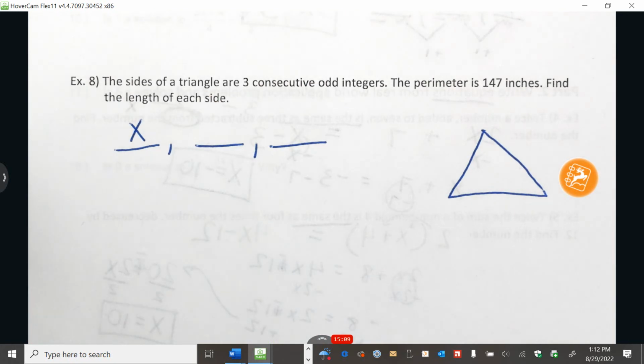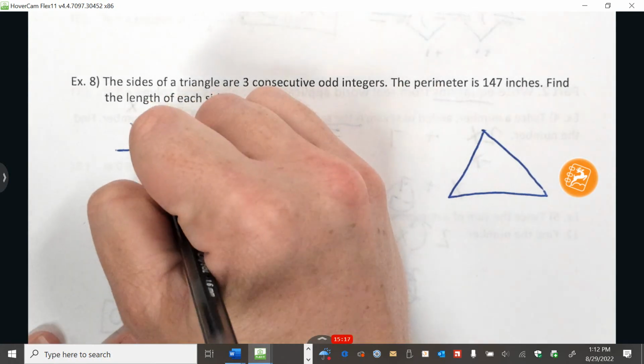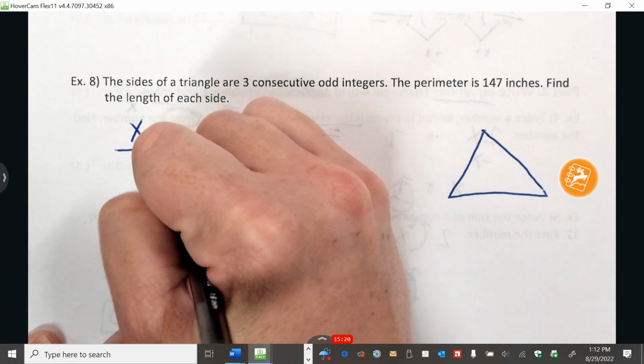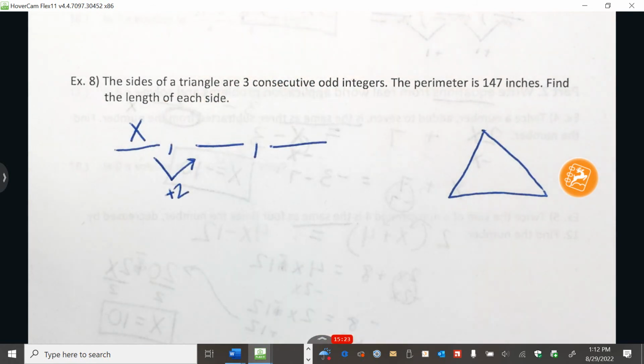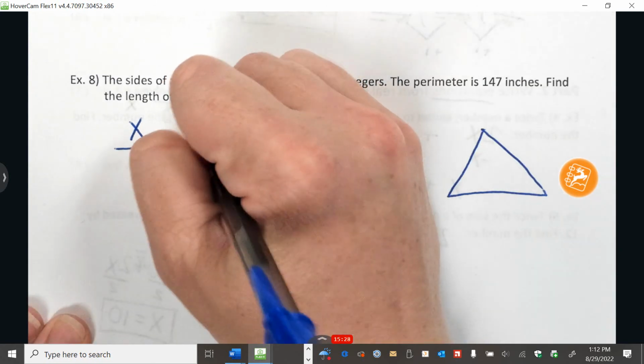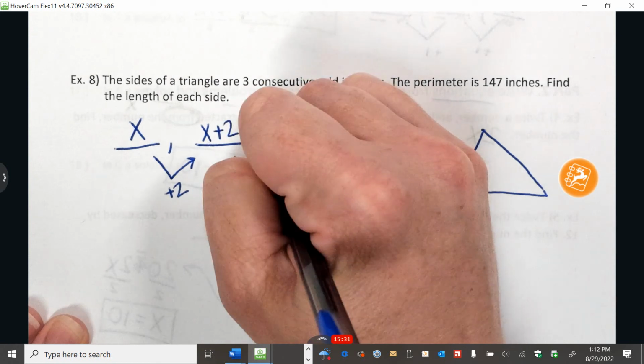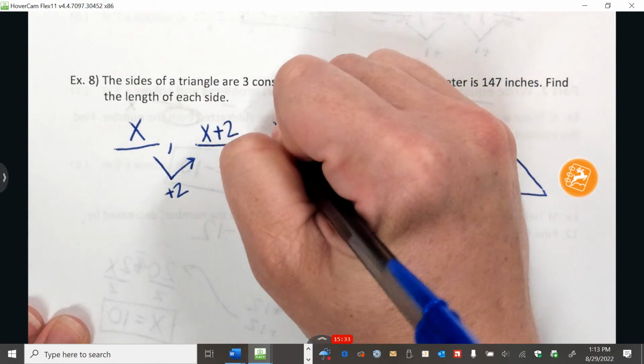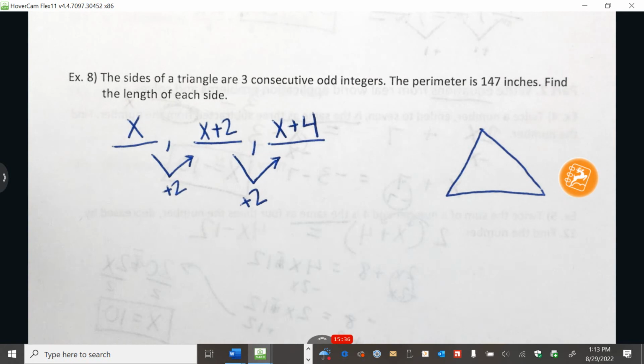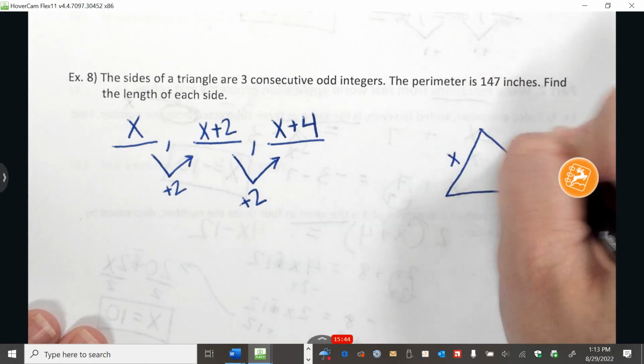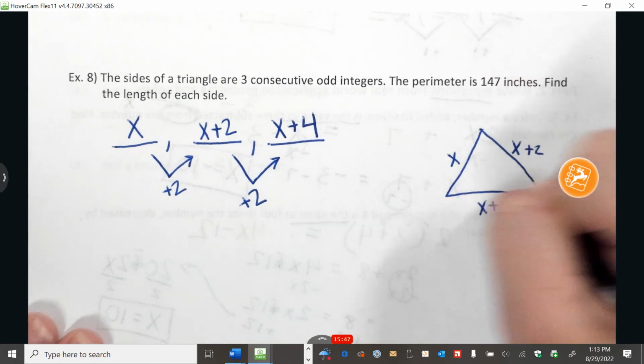So what's my first unknown always? What's an odd number? Give me one. 1. What's my next odd number? How do you get from 1 to 3? Plus 2. Just because it says odd does not mean you have to add by an odd number. All odd numbers are every other number just like even, correct? So it's going to look exactly like it did for even integers. Because odd numbers are also 2 numbers apart. So then I label my triangle x, x plus 2, x plus 4.